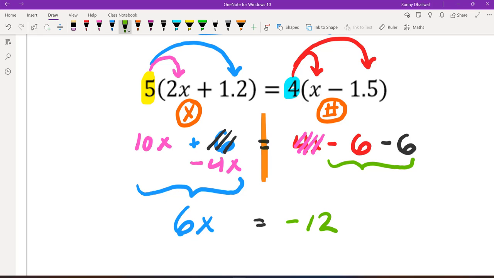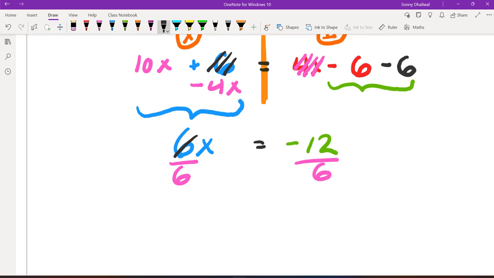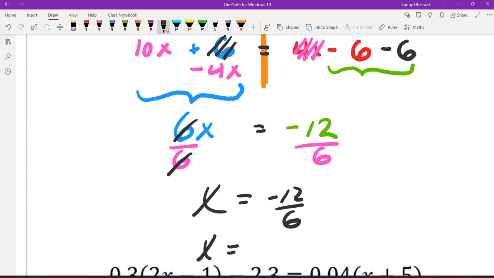Okay. So we're not done until x is all by itself. So the 6 needs to be moved over. How do we get rid of the 6? Divide. Yeah, so we divide by 6, and when we're dividing, we do it to everything that exists. So we divide that by 6, divide that by 6, and x is equal to negative 12 over 6, and you can divide that to becoming just negative 2. Okay? So those were the steps.